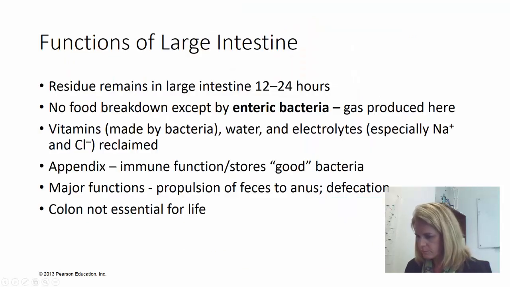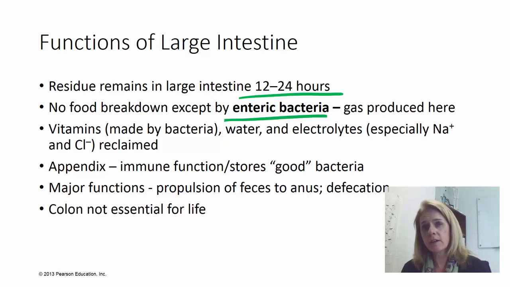Okay. So what does the large intestine do? Well, the residue that's left from the small intestine is going to go into the large intestine and stay there anywhere between 12 and 24 hours. Really nothing's going on there as far as food breakdown, except that the food that's being broken down by the bacteria in your large intestine. There are enteric bacteria, and so things that were not processed through the small intestine, some indigestibles, think like plant material, is going to be broken down by those bacteria, or they're going to try to break it down, like cell walls of corn and things like that.